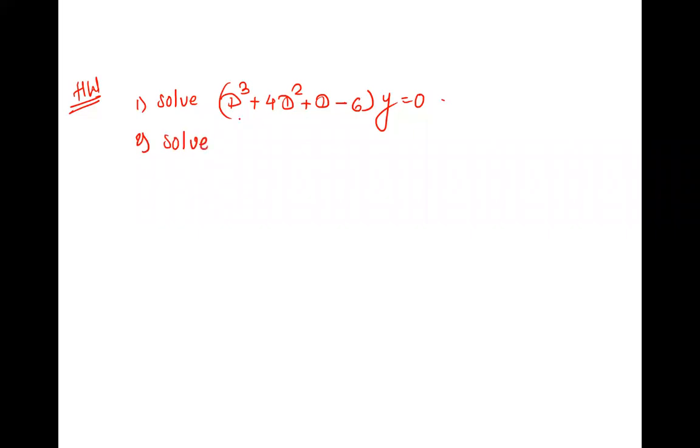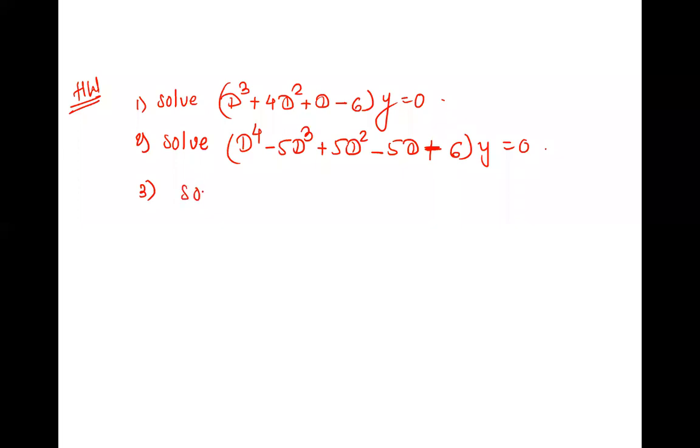Second, solve: D raised to 4 minus 5d cube plus 5d square minus 5d minus 6 y is equal to 0. You need to check this signs. Okay, I'll check. You just take it. It can be plus, I guess. Okay, take it plus. We'll see. If you can't solve, I'll check the values later. You just take plus 6 then.